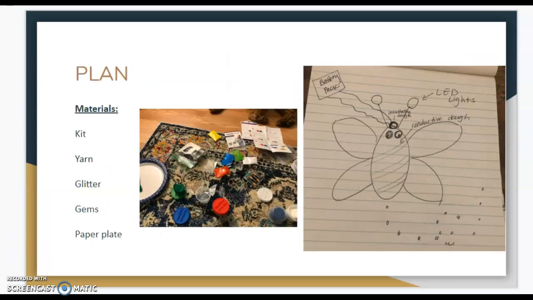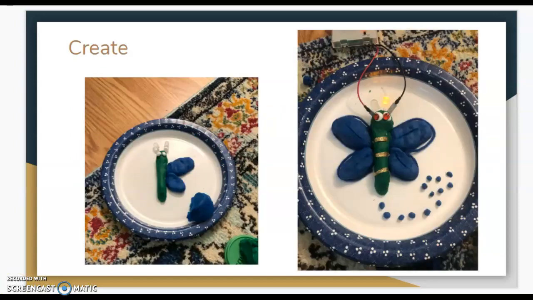So my plan here, I used all the materials in the kit, and then I added yarn, glitter, gems, and I used a paper plate. You can kind of see my sketch here of what I wanted my butterfly to look like using the LED, the conductive dough, the insulating dough, the battery pack, some of those essential pieces in order for the circuit to work. Creating, you can see my steps of my process here.